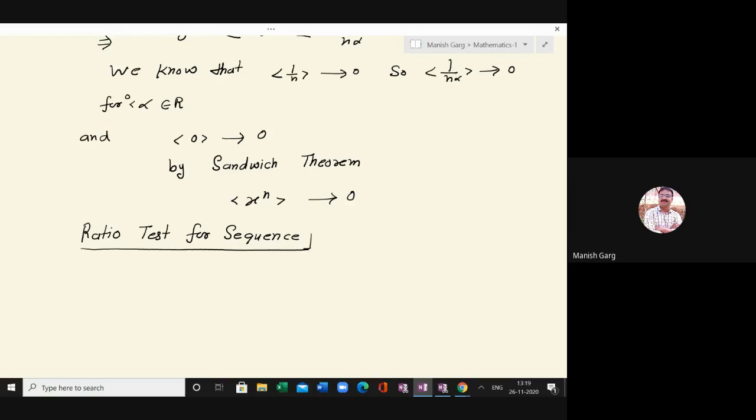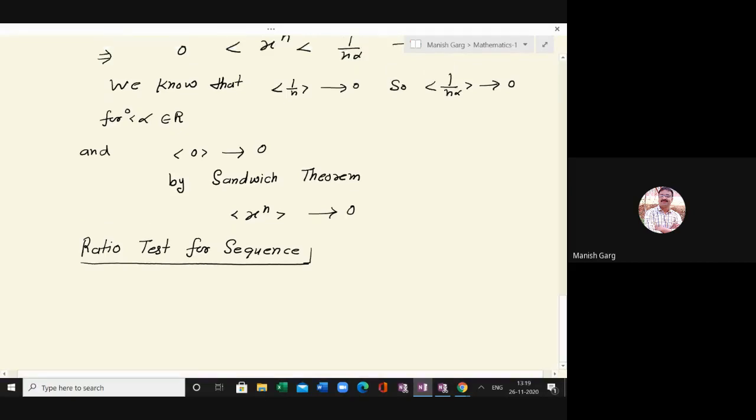You can use this. So sometimes, suppose in one example of sandwich you use sin n upon n. I know that the range of sin n is between -1 and 1, and if you divide by n, and I also know 1 by n goes to 0, so in this case you are getting the idea. Is it clear or not?